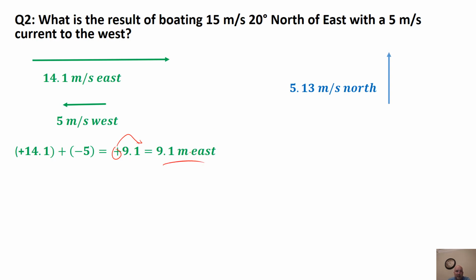This should be meters per second east. I'll have to go back later on and fix those notes, and that's going to be added to 5.13 meters per second north.